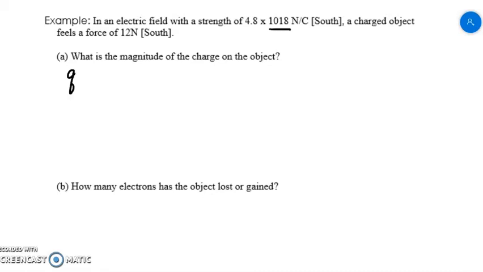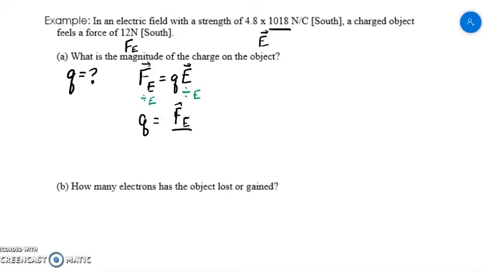So we're asked to figure out the charge, and we are given the electric force and the field strength. So we're going to use F equals QE to solve for the charge. We'll just rearrange it to solve for Q. We need to move the E to the other side, so we divide by E and divide by E. And so we'll end up with Q equals electric force divided by field strength.